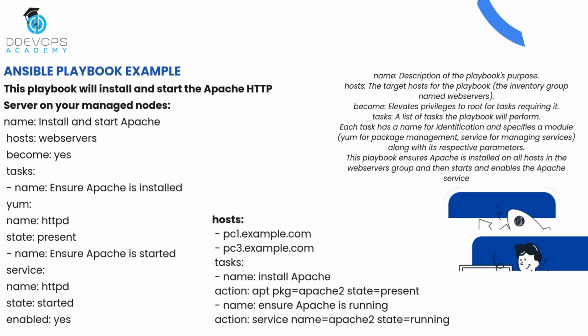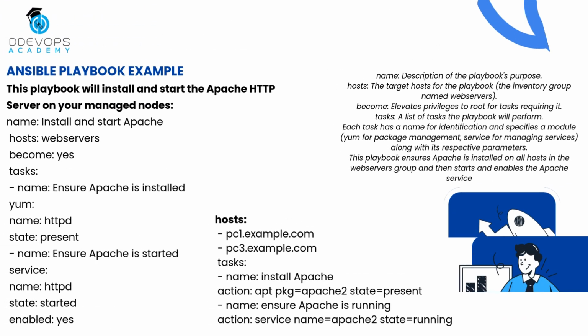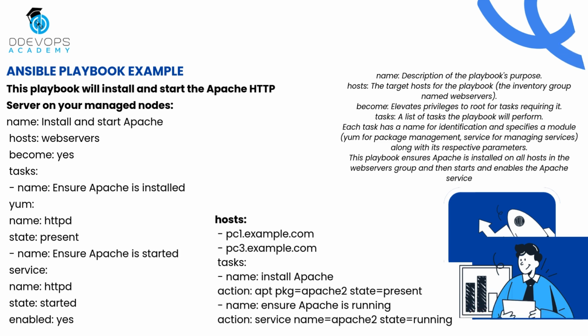Ansible Playbook Walkthrough. In this example, we're automating the installation and startup of the Apache HTTP server across our web servers. The playbook begins with a clear name and targets the web servers group. Using become: yes, we ensure root privileges for tasks that require them. The first task uses the yum module to install Apache on Red Hat-based systems. The second task ensures the service is started and enabled on boot. For Debian-based systems, we use apt to install apache2 and the service module to keep it running.